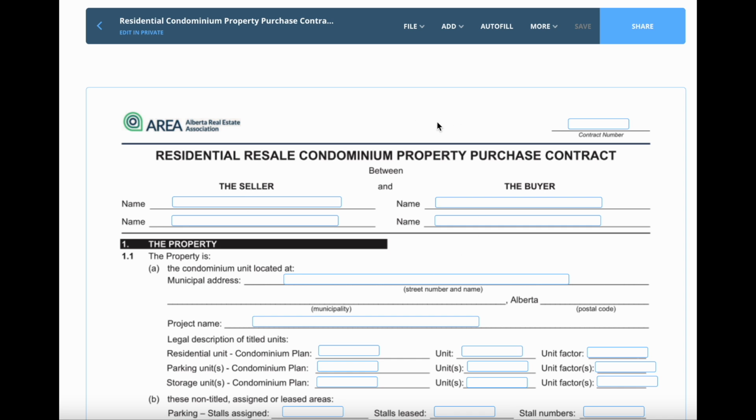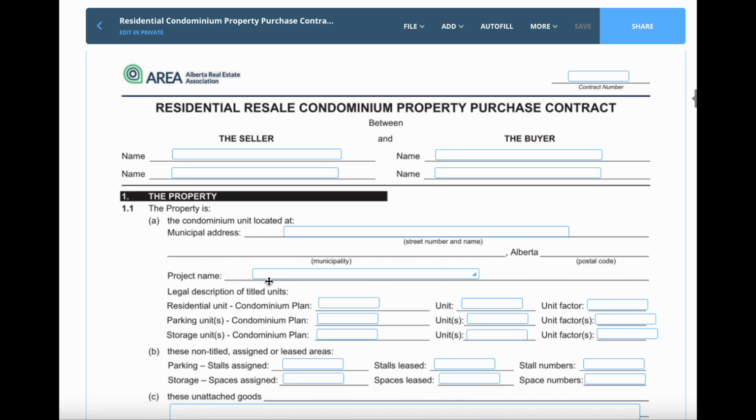Okay, first of all, the sellers. You're going to see the names of the sellers. You're going to put your name as a buyer right here, and of course if you're in the seller position, it's going to be here. This is going to be the address. This is going to be the project name.